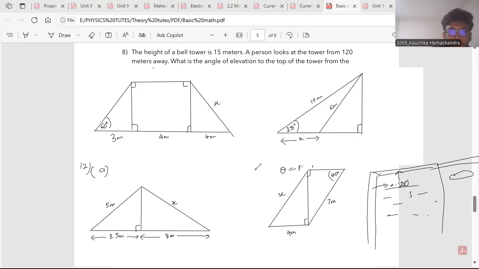Right. So diagram A, B, C, D. This is for homework. Also the 13th one for homework. These four and the 13th one as well.